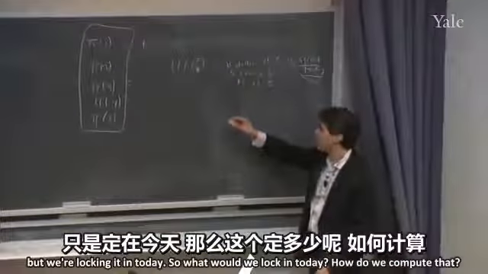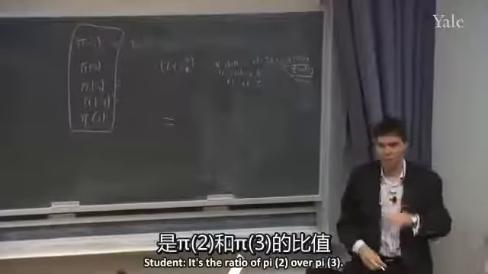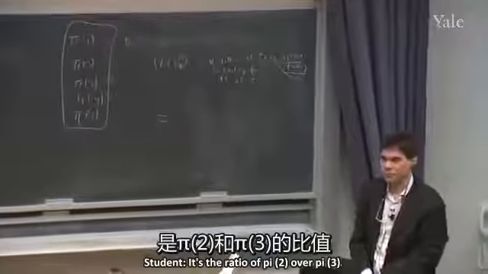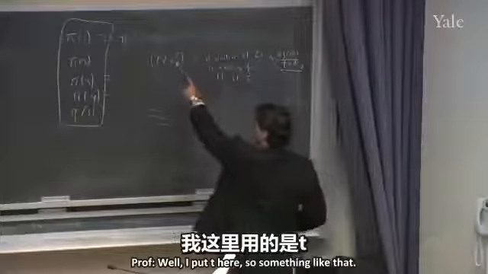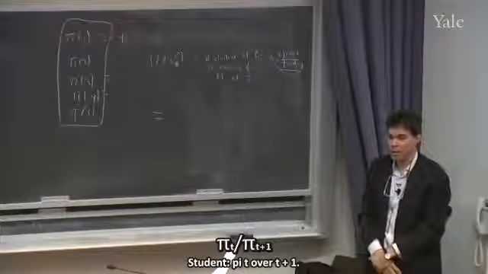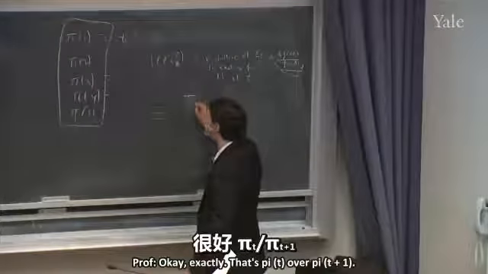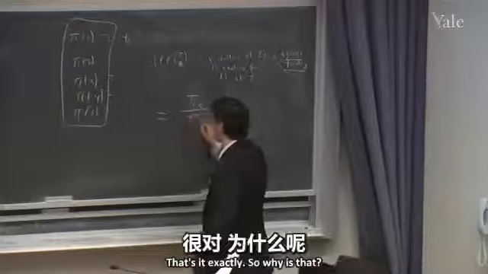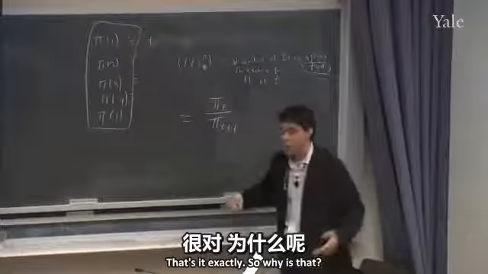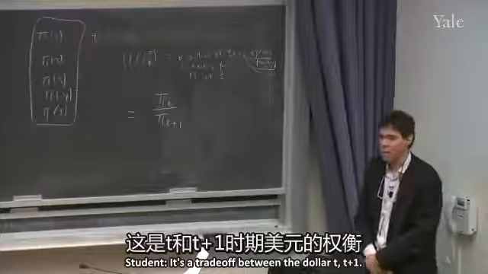How do we compute that? We already know what that number is. What is it? Yes? You take the ratio of pi 2 over pi 3. Well, I put t here, so something like pi t over pi t plus 1. Okay, exactly. That's pi t over pi t plus 1. That's it exactly. So why is that? The trade-off between the dollar in the two periods.